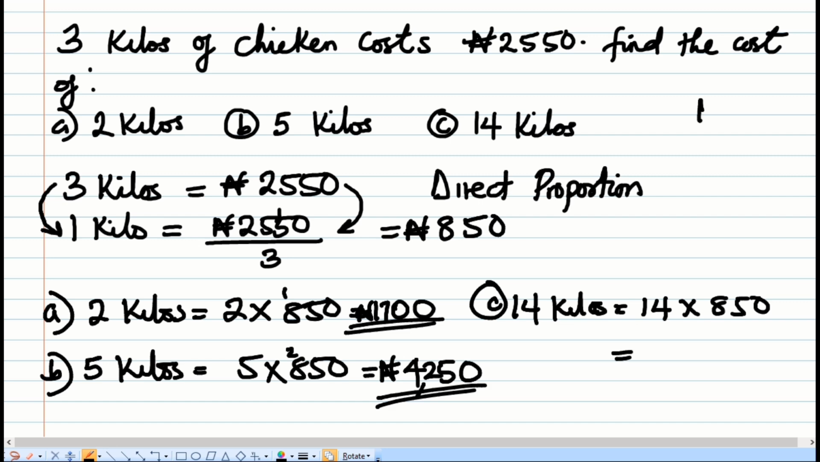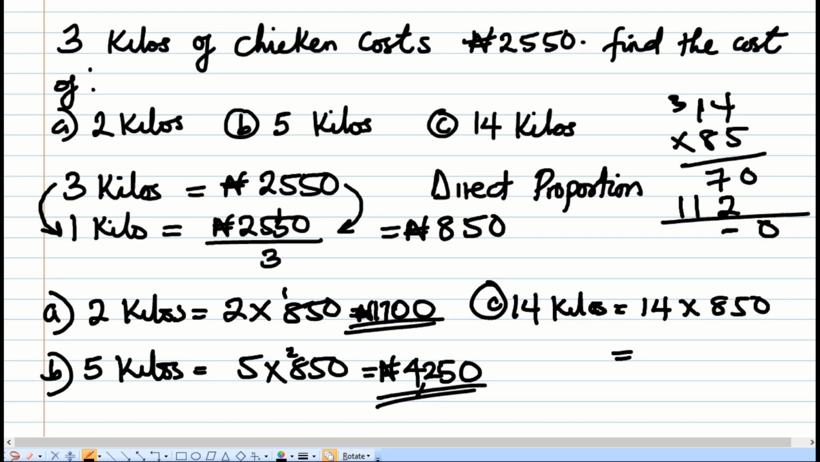So we have to work this one out, and then we put the 0. 5 times 4 is 20, carry 2. 5 times 1 is 5, plus 2, that's 7. 8 times 4 is 32, that's 2, carry 3. Let's change this to 3. 8 times 1 is 8, that's 11 now, plus that 3. So I have 9.